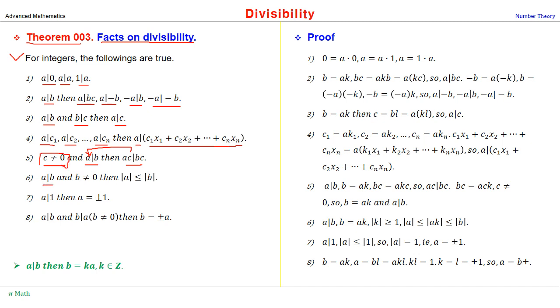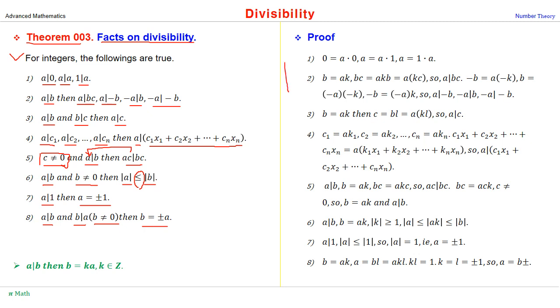If A divides B and B cannot be 0, then the magnitude of A and the magnitude of B have this relation: the absolute value of A cannot exceed the absolute value of B. If A divides 1, then A is plus or minus 1. If A divides B and B divides A, on the condition that B cannot be 0, then B equals plus or minus A.